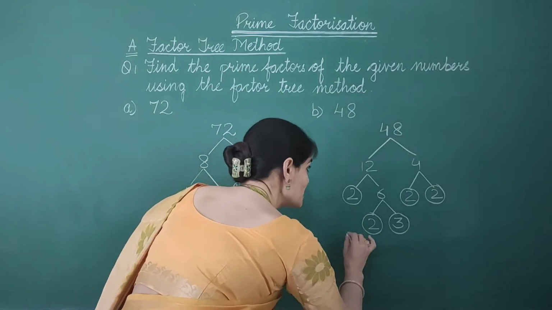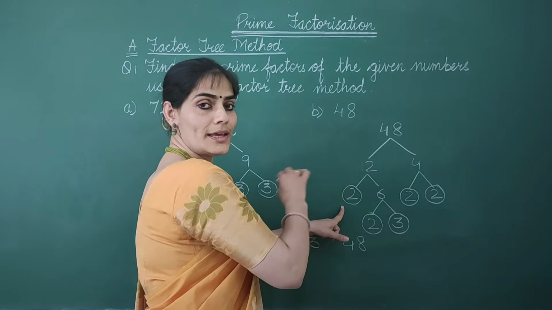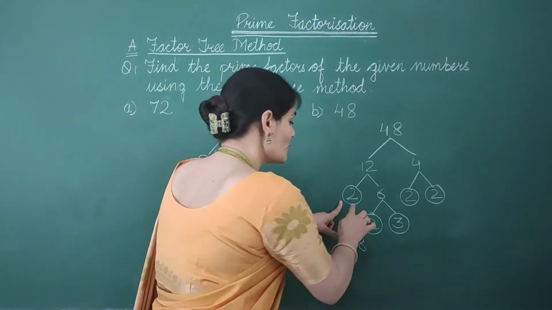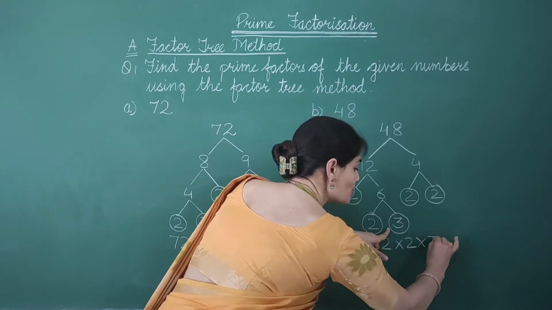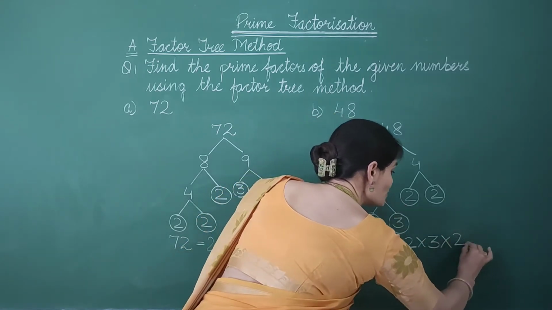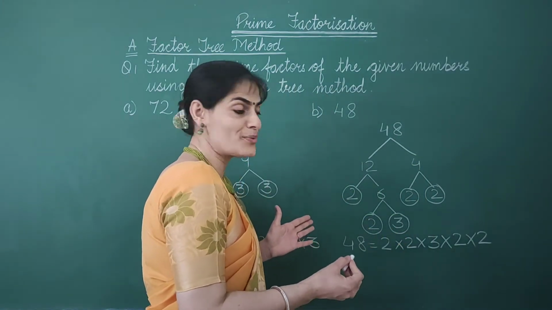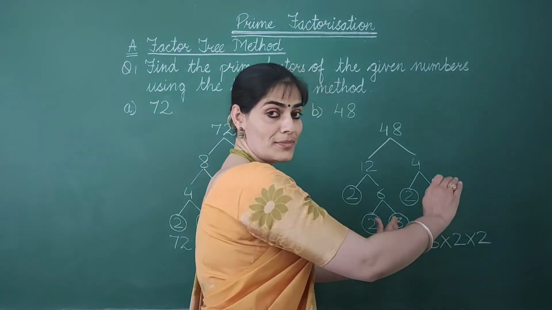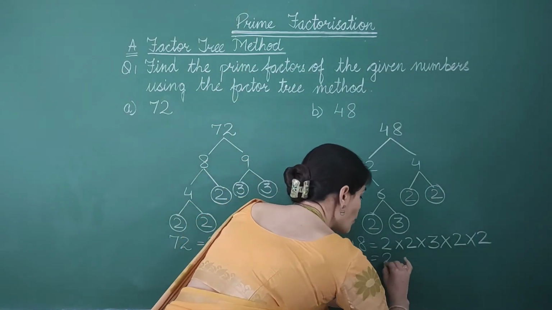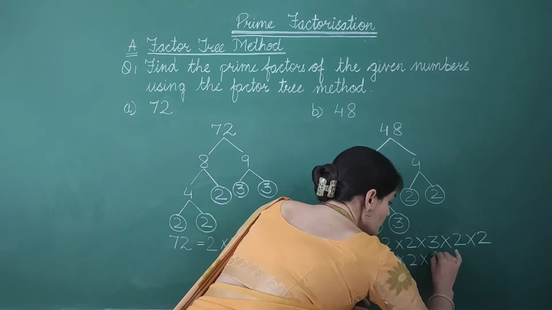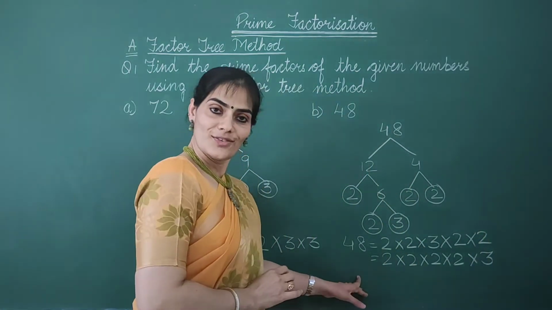Now let's write the prime factorization of 48, everybody. I begin with the extreme left prime factor. So it is 2 into 2 into 3 into 2 into 2. If you want to organize this in a proper way, let's arrange them in ascending order or increasing order. So I write all the 2 factors together and then finally I write 3.